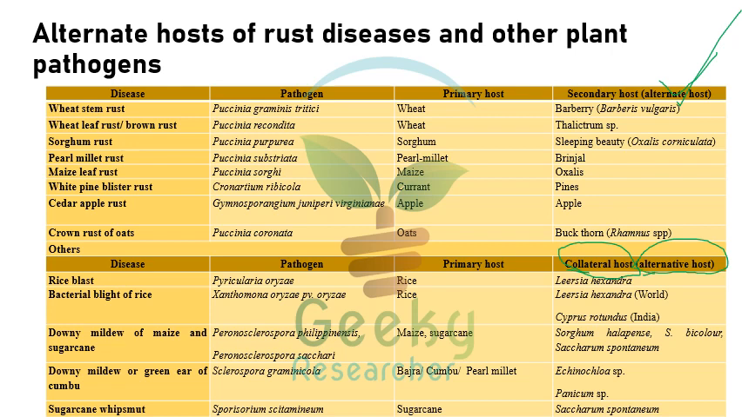Collateral host is otherwise called an alternative host. There is a difference between alternate and alternative. Alternate host means different family. Alternative host means same family, otherwise called collateral host. Let me tell you. Wheat stem rust, Puccinia graminis, etc.